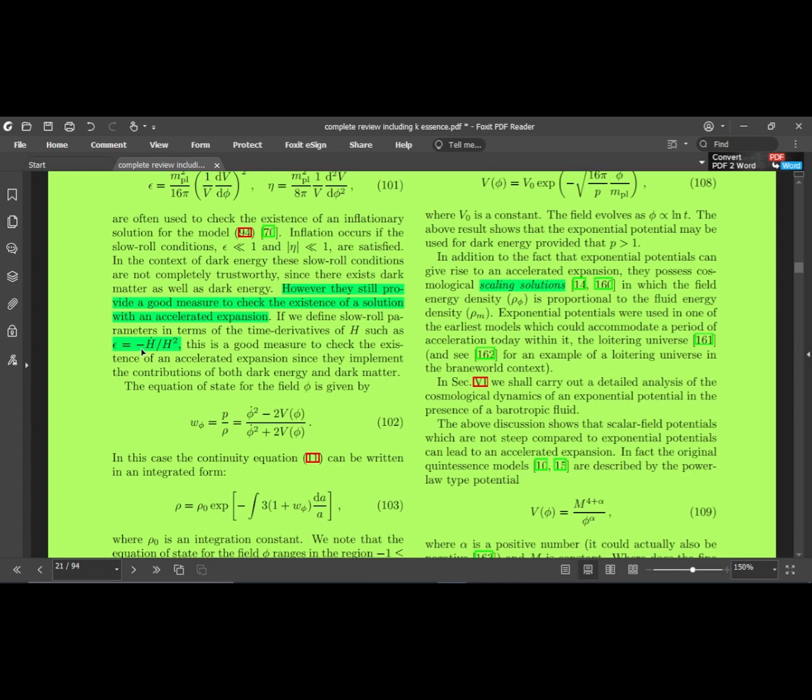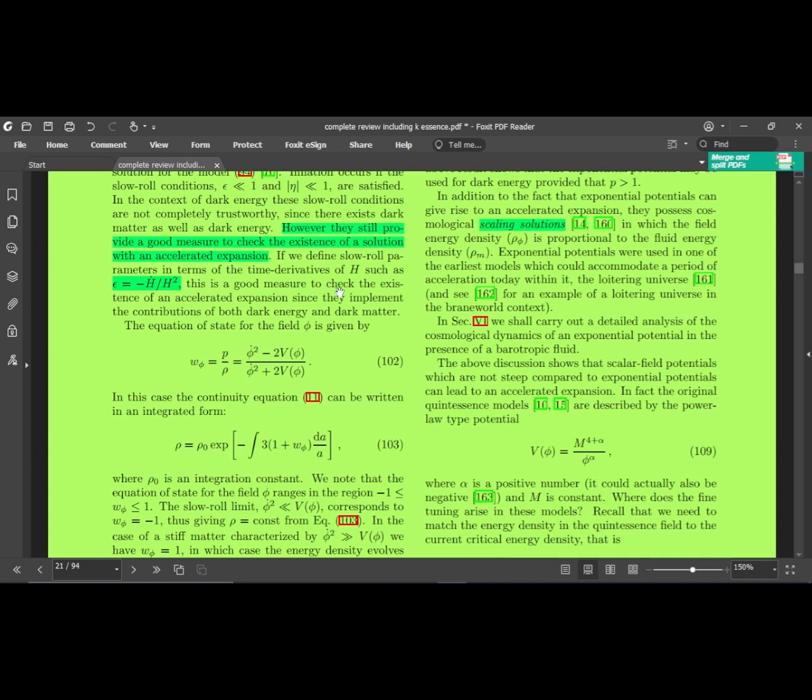This is kind of a scalar product and negative, so that is the origin of why it is explained in such a way. Now this is a good measure to check the existence of an accelerated expansion, since it implements the contribution of both dark energy and dark matter, because in the metric we are saying that the universe has two major components, dark matter and dark energy. So if you have the metric component H dot over H squared, it will tell you everything about that, because we have no way to directly find the dark matter, but we can actually measure the Hubble parameter.